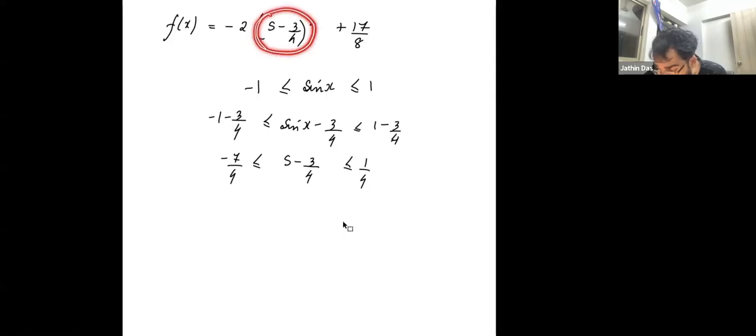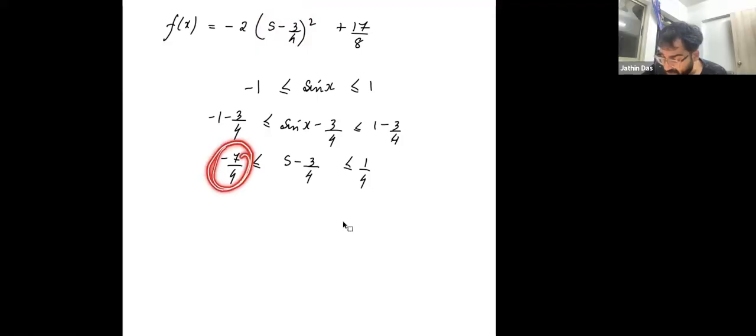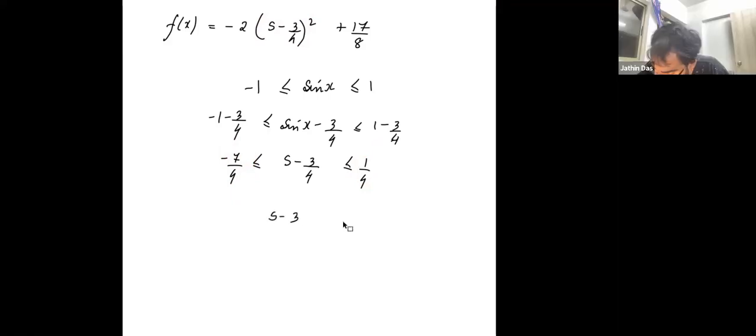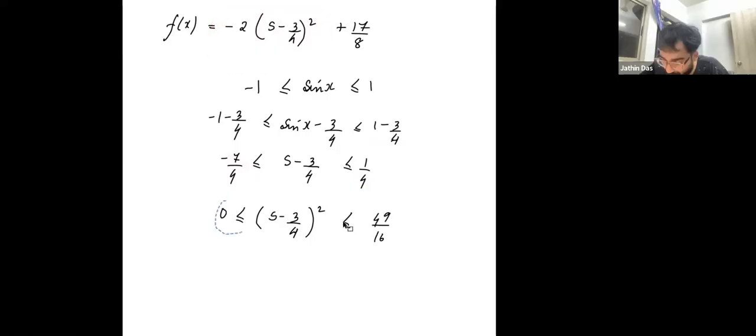Okay. Now I am squaring it. I need a square. So I'm squaring. And yesterday also I told you, ये negative to positive है. So if I square, the minimum will be always 0. Okay. And the maximum will be the square of anyone. Which is the maximum? किसका square maximum आएगा? 49 by 16. Okay. So s minus 3 by 4 का square if I take, it will come between 0 and 49 by 16. Till here clear? Okay. Now I have to multiply 2. So I'll multiply 2.